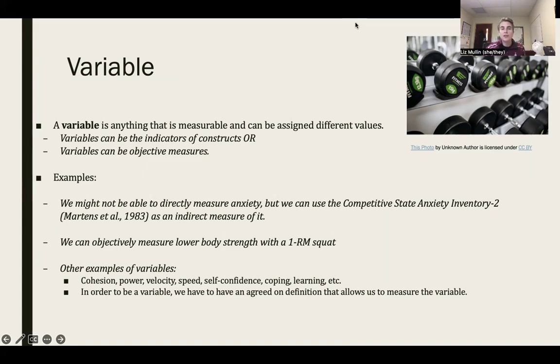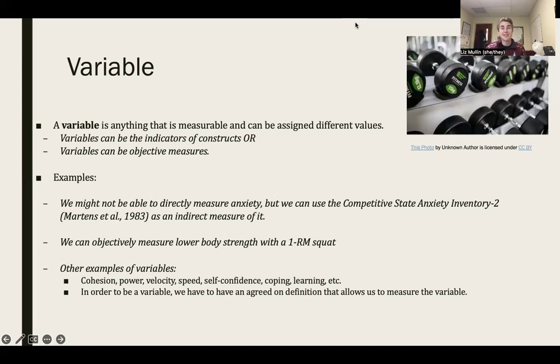We can also objectively measure things like lower body strength with a 1RM squat. We can measure heart rate directly, and that could be an indirect measure of anxiety. So that's an objective measure, but it could be an indirect indicator. But any of these are variables. And the key piece is that I can measure it, and it can have lots of different values. And so it can be low, it can be high.